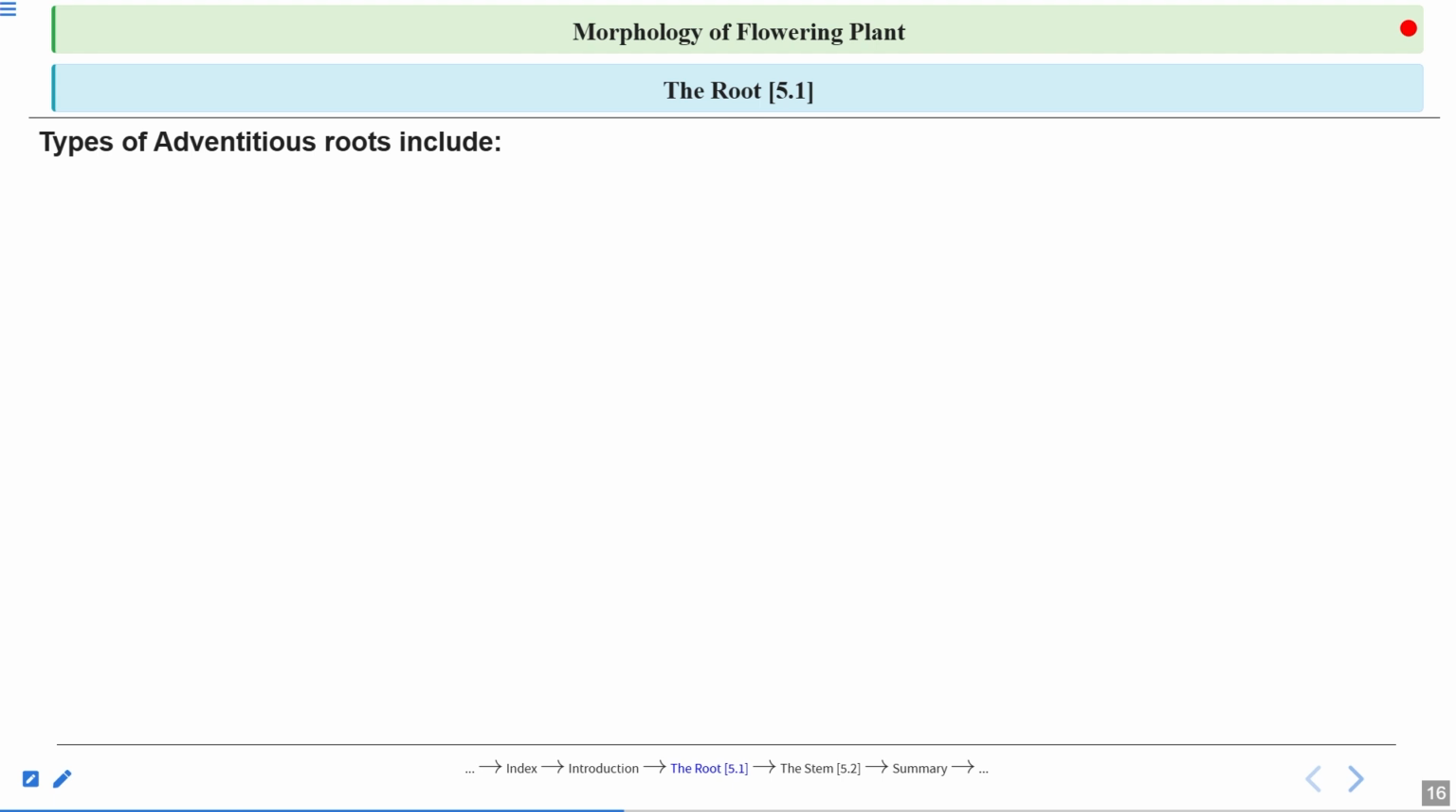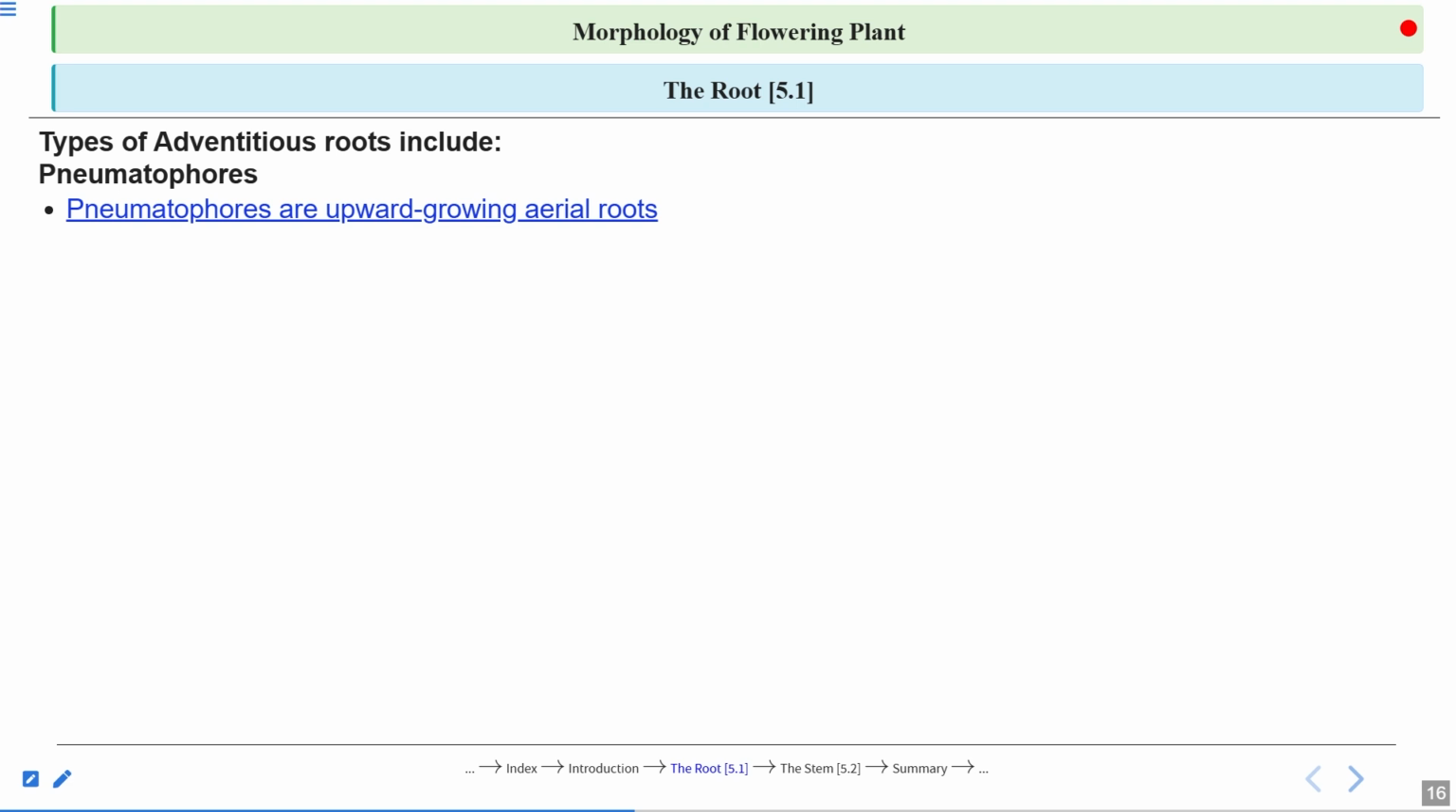Types of adventitious roots include pneumatophores. This is also again one of the adventitious roots, pneumatophores. Pneumatophores are upward growing aerial roots, a negative geotropism phenomenon. The roots generally go downward. It is attracted toward gravity.